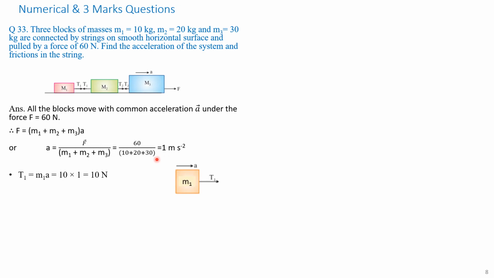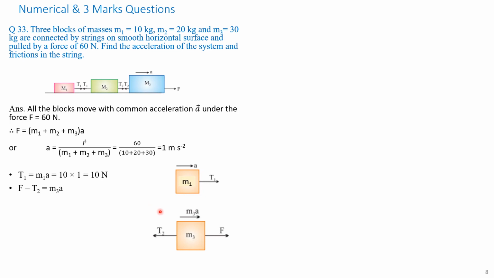Now we will take up the free body diagram of the first block. For M1, the tension is T1 and A is on the right hand side. Therefore, T1 is equal to M1 into A. We know M1 is 10 kg, A is 1. Therefore, T1 is equal to 10 newtons.